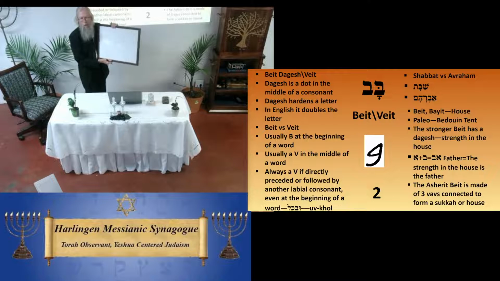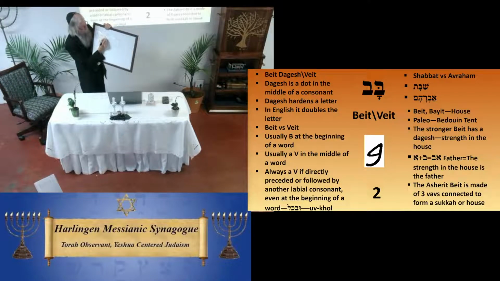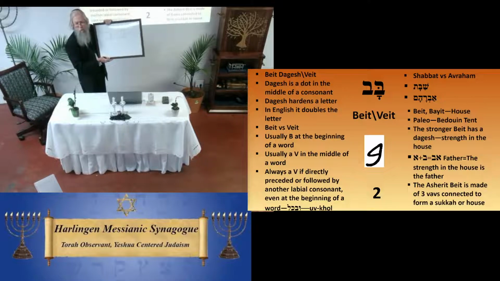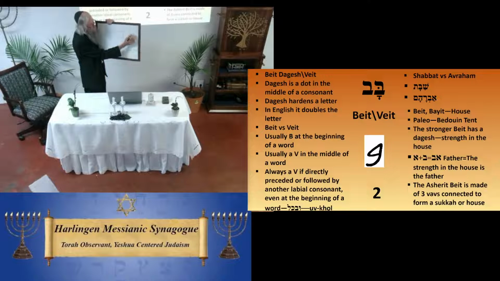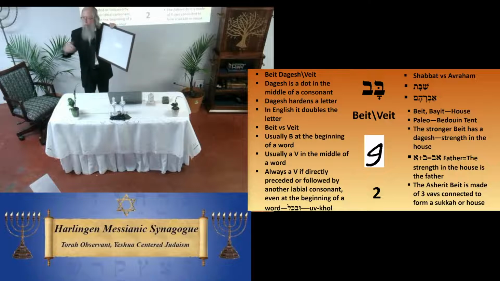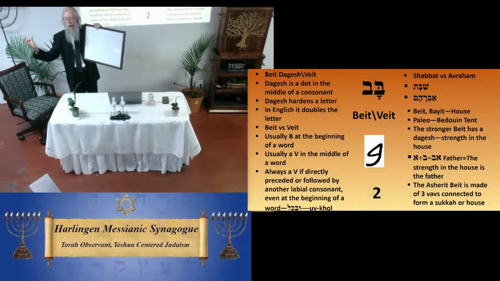So, what is a bet made of? A bet is made of a vav, and a vav, and a vav. 3 vavs. Remember that the aleph was also made of a slanting vav with a yud and a yud. You see, when you're making a Hebrew letter, you're taking other letters to make the Hebrew letter.